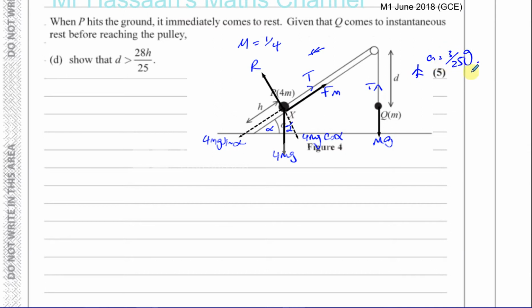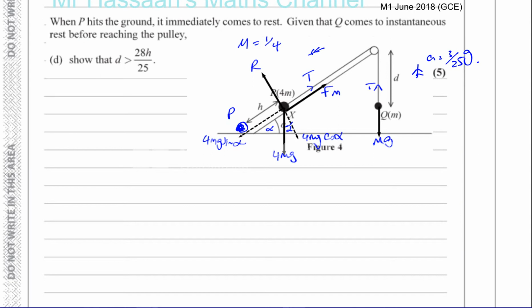All right, so now Q comes to instantaneous rest. So P hits the ground. When P hits the ground, it's traveled a distance of h. Okay, so while P is traveling until it hits the ground, it's moved a distance h meters. So this distance is h meters.